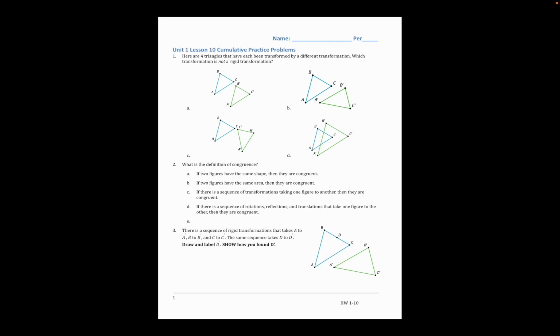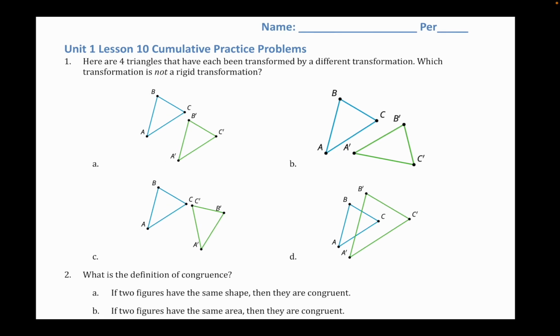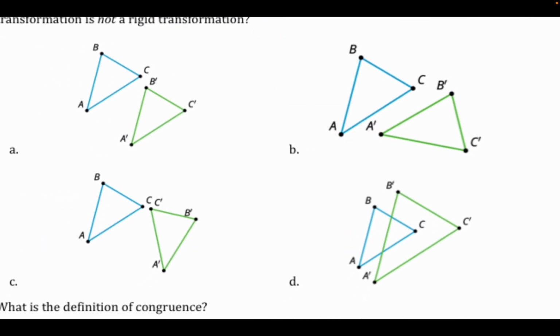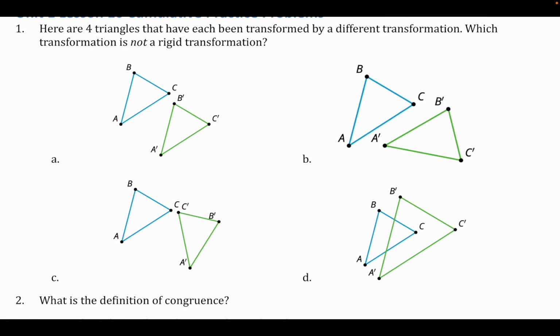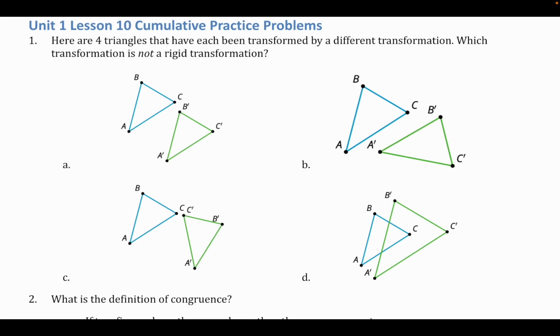So let's take a look at our first question here. This one is giving us four different sets of triangles. They have each been transformed by a different transformation, and we want to know which one is not a rigid transformation. What a rigid transformation does is preserve the size and shape. So we are looking for a set of triangles here that have not preserved their size and shape.